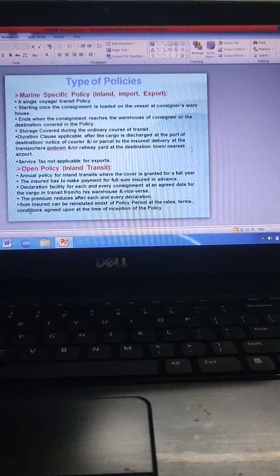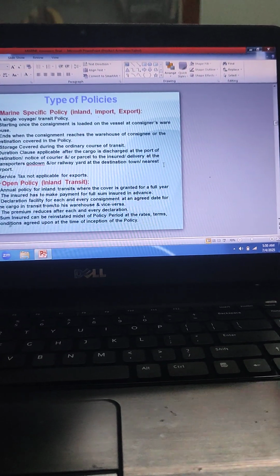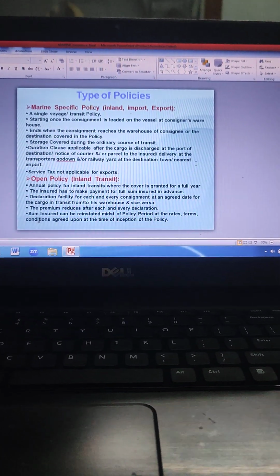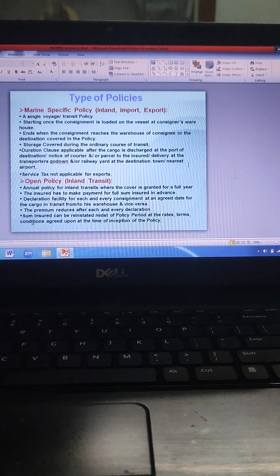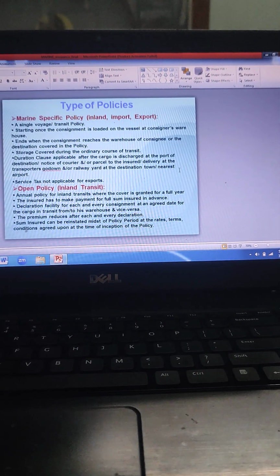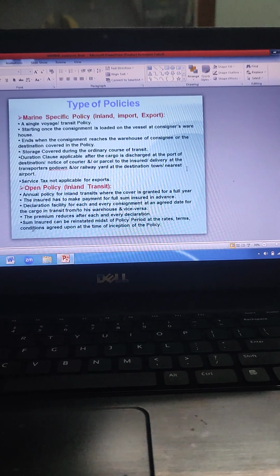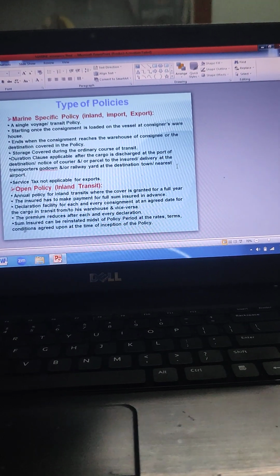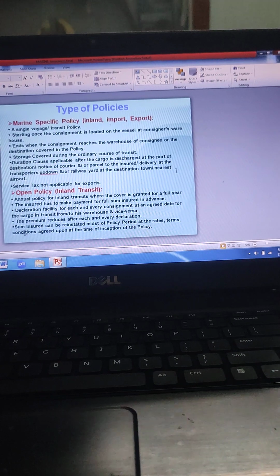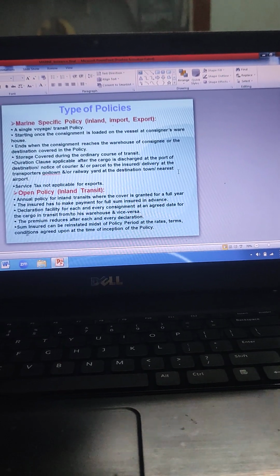Then there is open policy. It is used for inland transit. Annual policy, this is for inland transit where the cover is granted for a full year. The insured has to make payment for full sum insured in advance. Declaration facility for each and every consignment at an agreed date for the cargo in transit from or to his warehouse and vice versa.